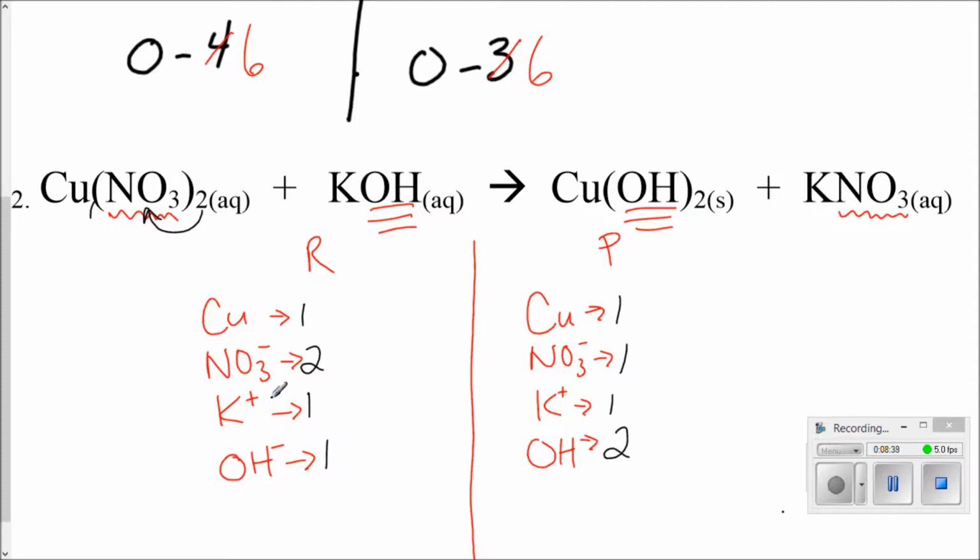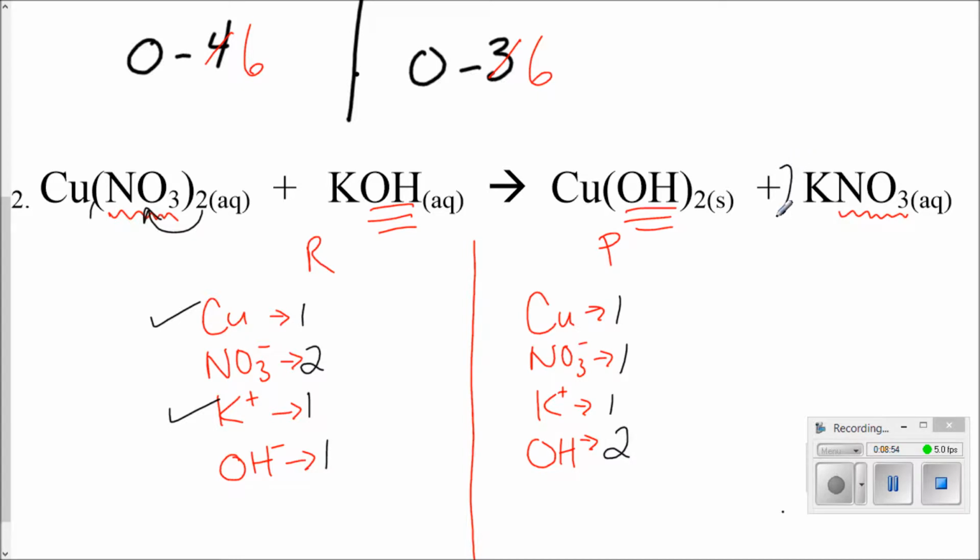So you have 2 options here. Copper is good. Potassium's good. I can either pick nitrate or hydroxide. The same thing's going to happen. So let's watch what happens when I just pick nitrate. I have 2 nitrates on this side and 1 nitrate here, so I'm going to put a 2 in the front.